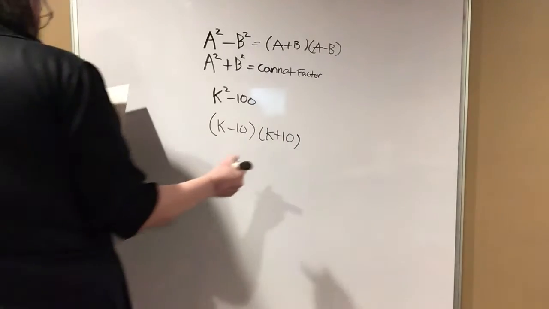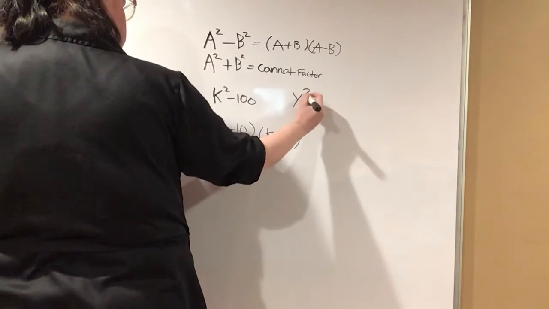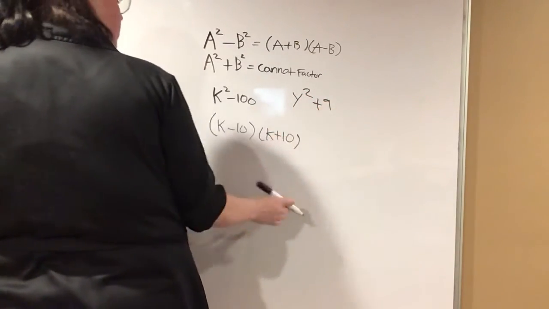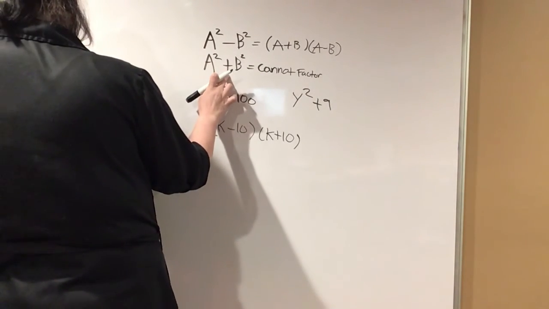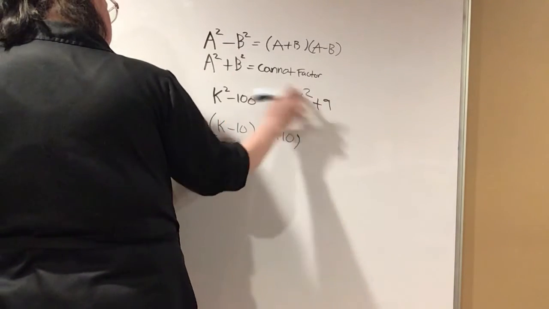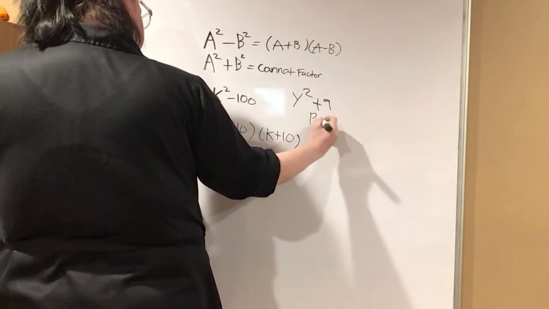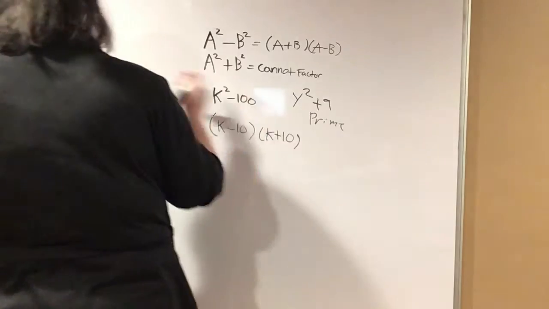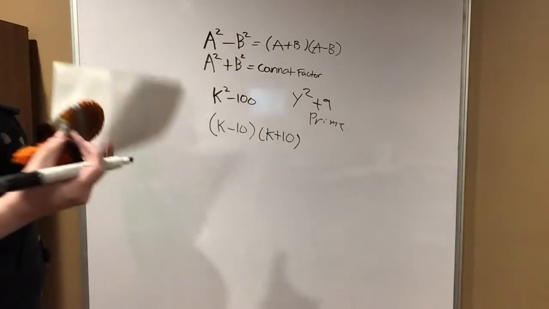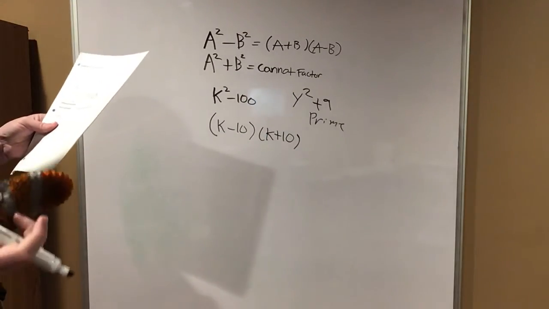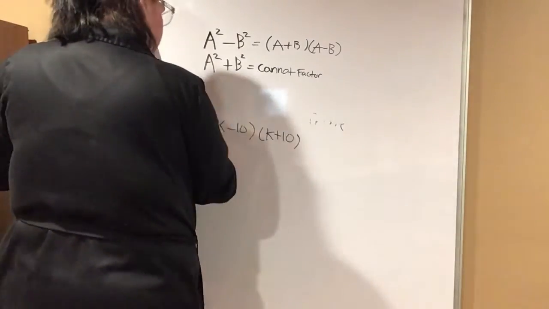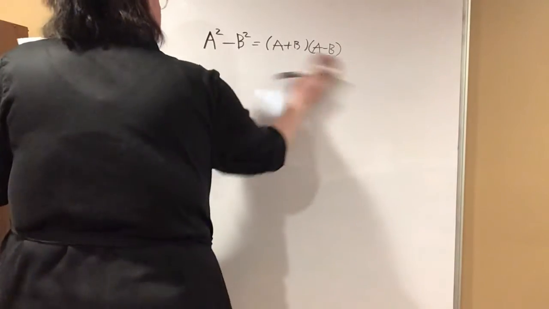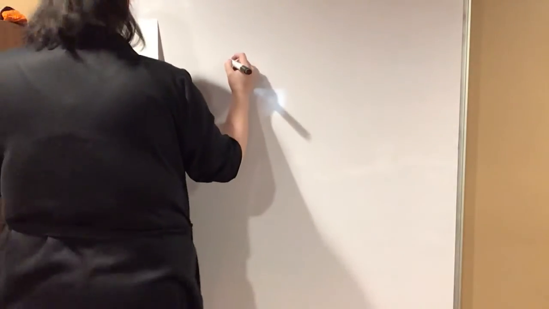But if I'm given y squared plus 9, that's a square and that's a square, but it's a sum of squares, so it cannot be factored. It is prime. So that's the basic concept of difference and sum. I like that concept. So let's look at one where it's not exactly in that formula yet, and so you're going to make it in that formula.